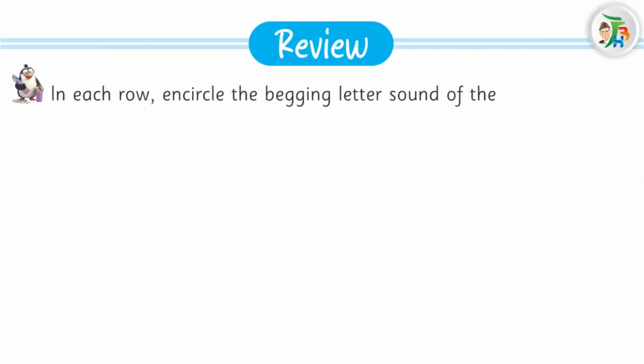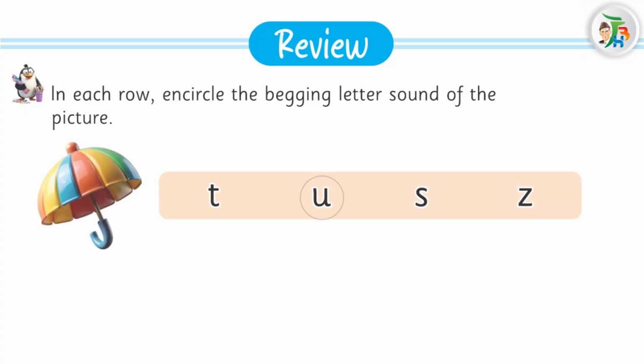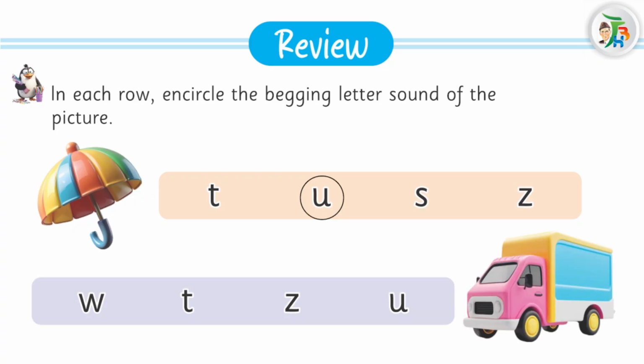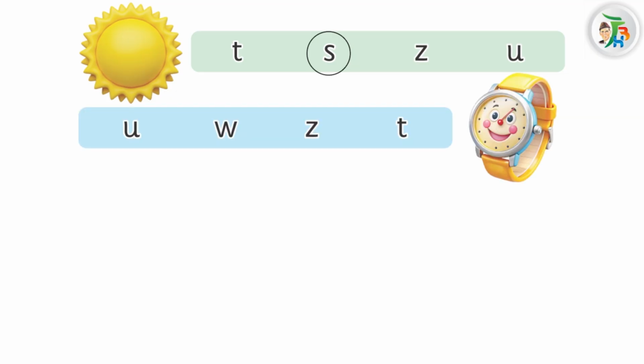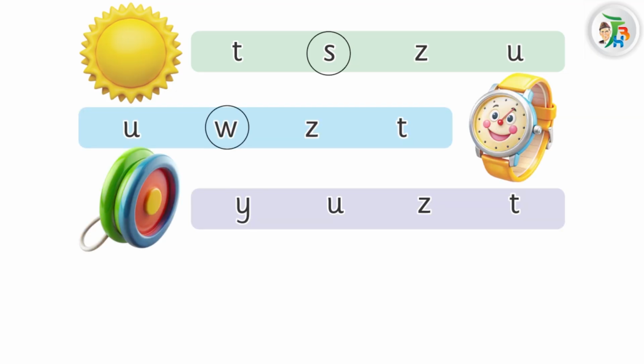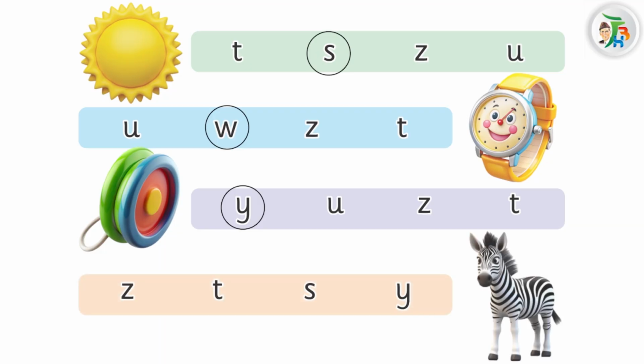Review. In each row, encircle the beginning letter sound of the picture. Umbrella, U. Truck, T. Sun, S. Watch, W. Yo-yo, Y. Zebra, Z.